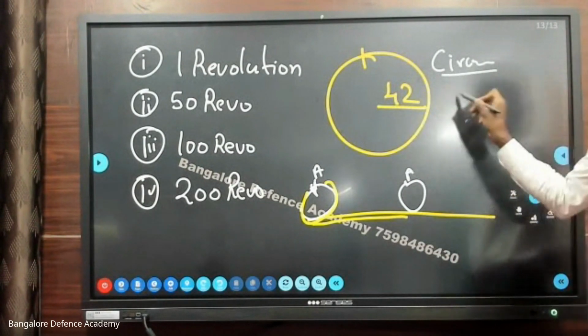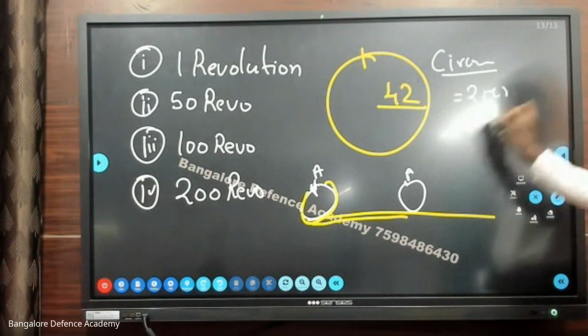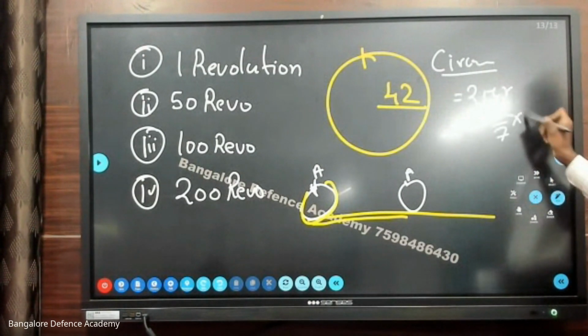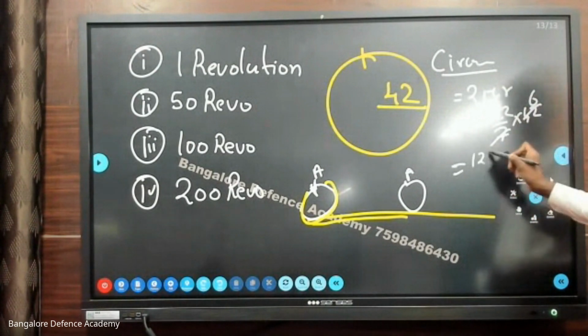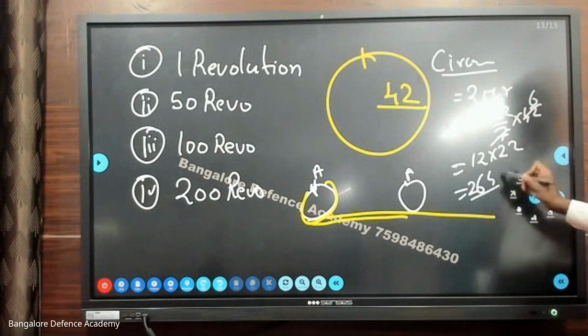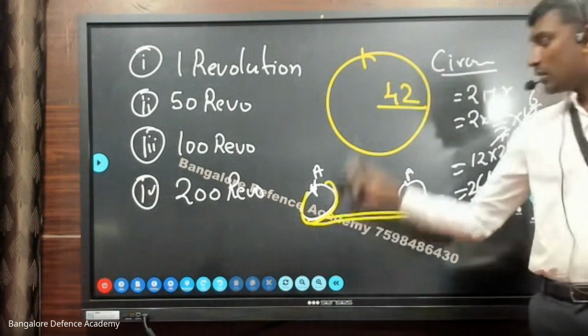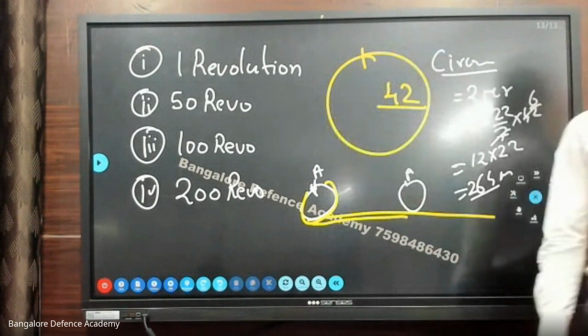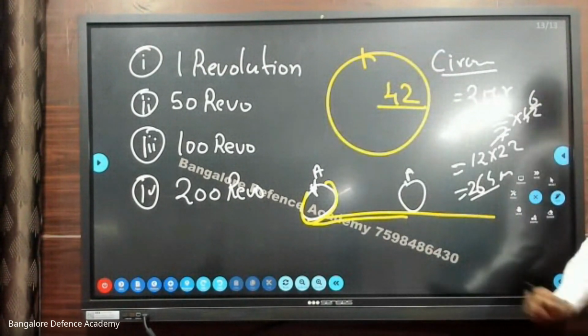Now, can we find the circumference here? What is this? 2 pi r. This is 2 into 22 by 7 into 42. This is 6. 6 into 2, 12. 12 into 22, how much do you get? 264. This is meter. That means in one revolution, the wheel is going how much distance? I did it here, everyone.